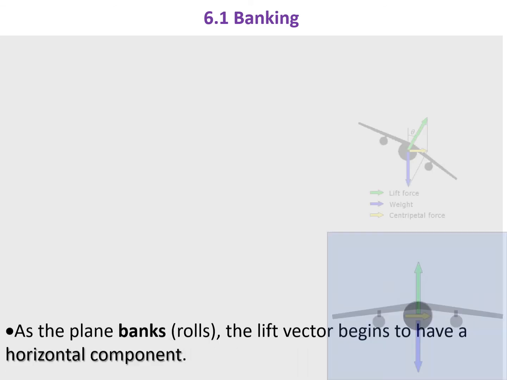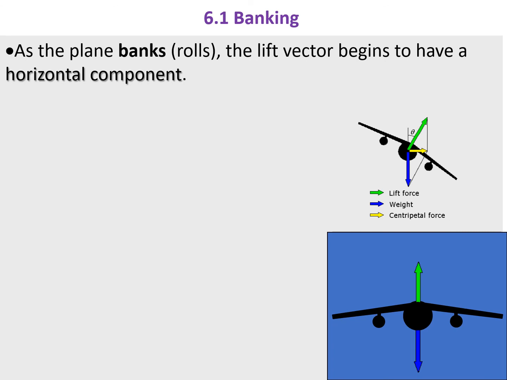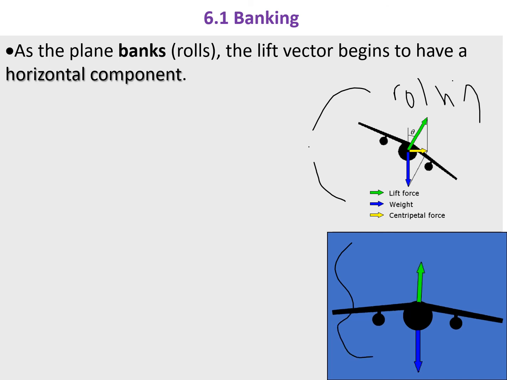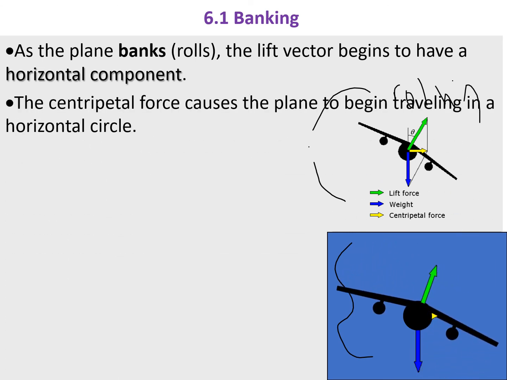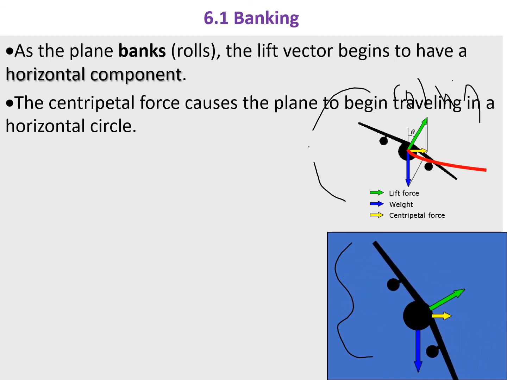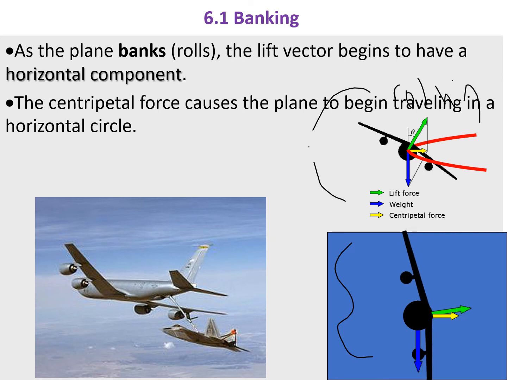Okay, so as a plane rolls, the lift vector begins to have a horizontal component. So you can see, copy this free body diagram for this plane. This is a plane that's rolling, and this is just a vertical plane. So we can see now what the free body diagram looks like as a plane rolls side to side. The centripetal force causes the plane to begin traveling in a horizontal circle. We can see that is how a plane generates lift.